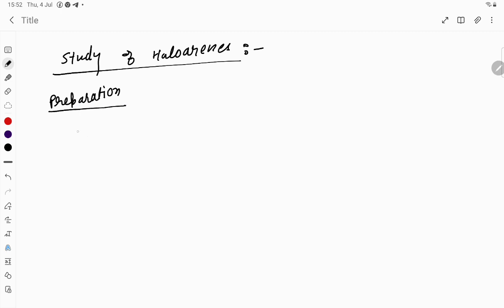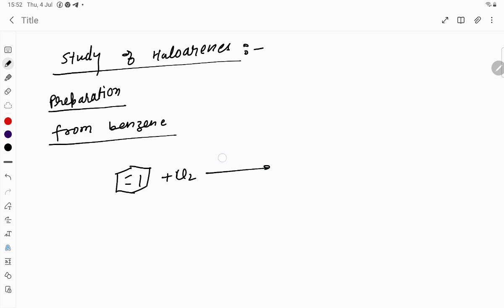The easiest method is from benzene. You can prepare the haloarene from benzene. How can you do, student? From benzene you need the dark reaction, because the light reaction gives the substitution reaction. So this is the benzene. You treat with the Cl2, student, in the presence of FeCl3, and this you have to take in the dark.